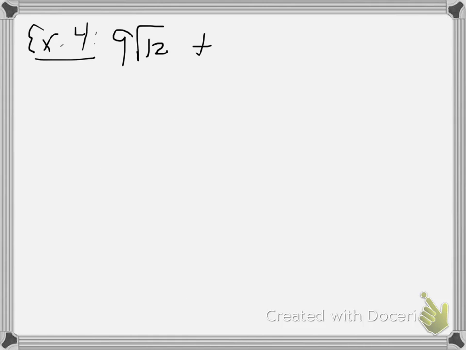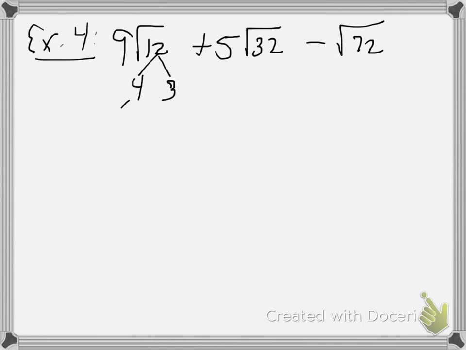Okay, 9 root 12 plus 5 root 32 minus the square root of 72. Again, these don't look like like radicals, but chances are if we try to break down 12, 32, and 72, because I'm already visualizing in my head, since these numbers are kind of big, I know there's some perfect squares that we can take out of each of them. So let's do that first.